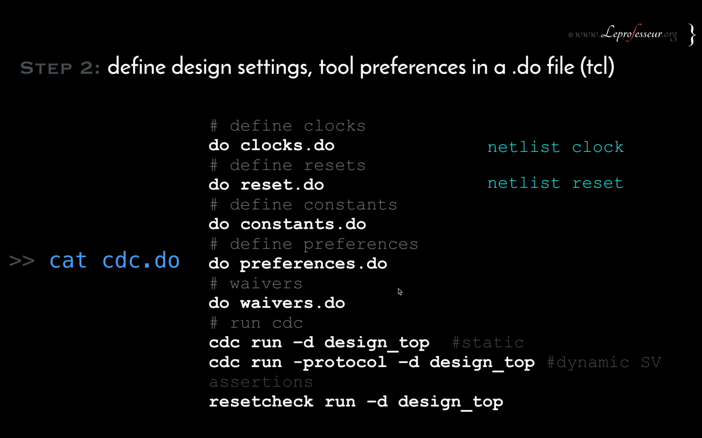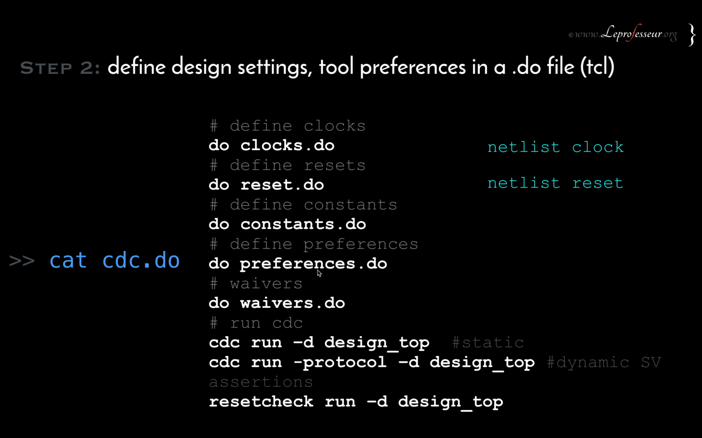Preferences file, these are tool preferences: how the tool is supposed to handle FIFOs, for example, how the tool is supposed to handle convergence, whether you are using convergence or not. There are 20 different tool preferences one can use with this tool. You can define all the preferences in one preference file. Once you are satisfied, the tool will run in that mode.